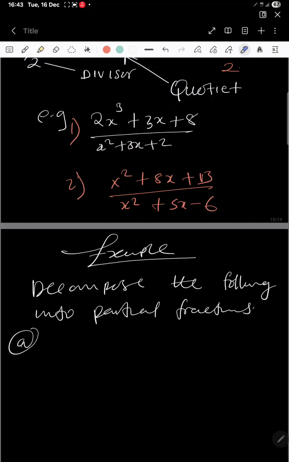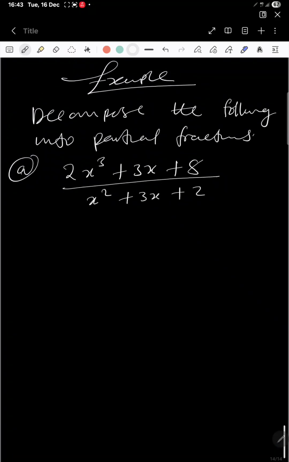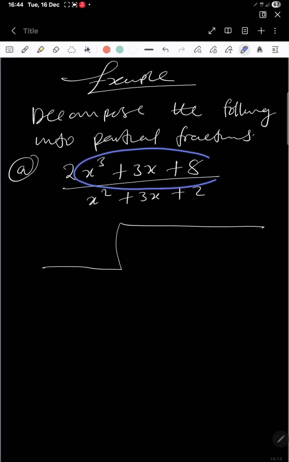All right, so I'm going to have 2x to the power 3 plus 3x plus 8 over x squared plus 3x plus 2. We want to decompose this into partial fractions. Whenever you see that it is an improper fraction, what we need to start by doing is to reduce it to a normal format. How do we do that? You are going to use long division. Remember, this is our dividend, and this is our divisor.